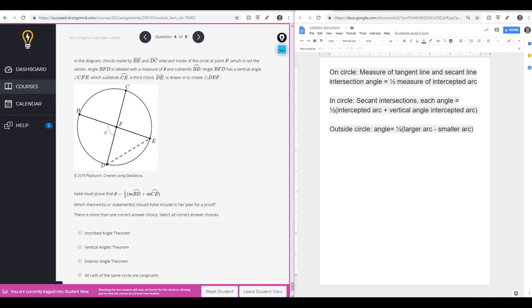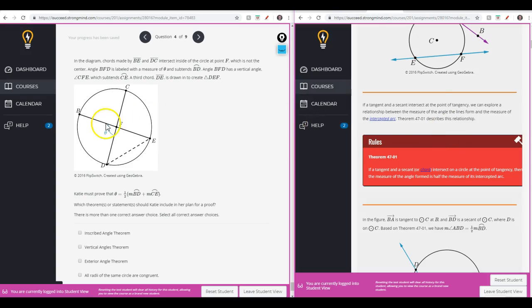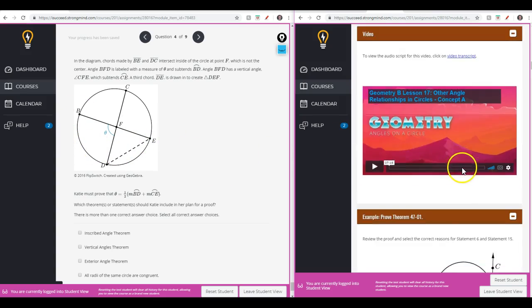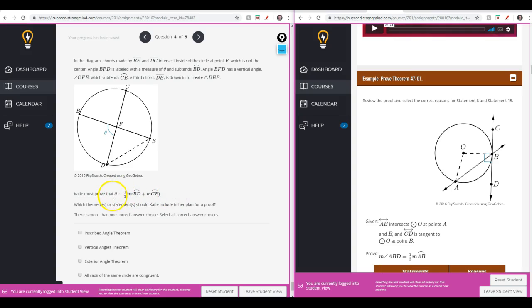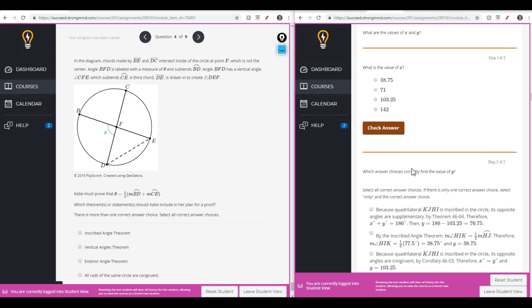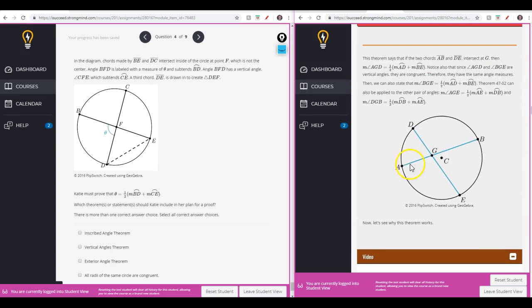So again, I would duplicate this and jump to it just based on an image. So I'm going to look for a picture like this, or I'm going to look for the statement that the angle is equal to 1/2 the arc BD plus 1/2 the arc of CE, so that we can use that as an example.